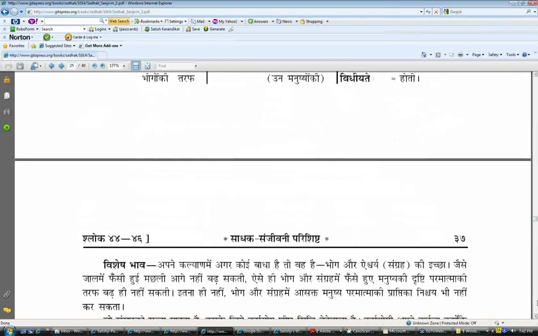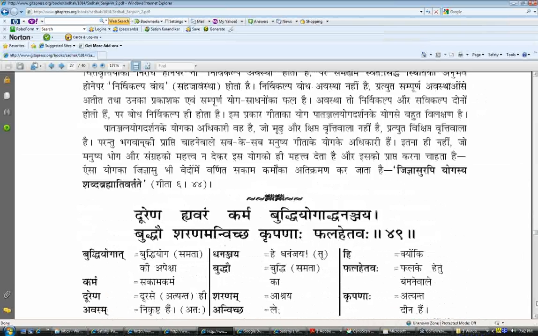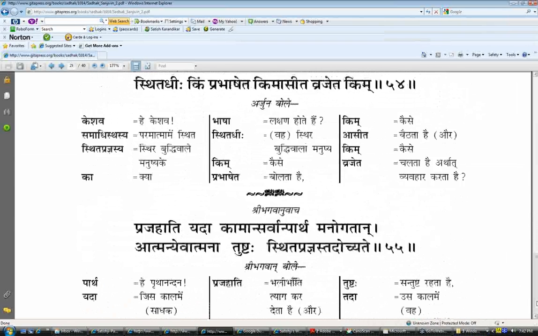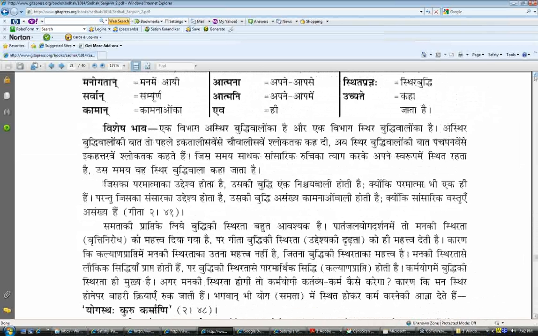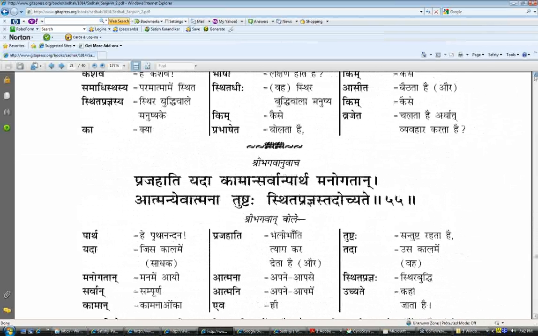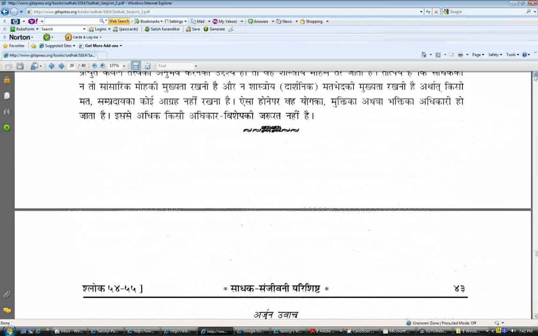I'm around 50-ish because it's right before the Sthitaprajñasya bhasha. It's two sutras before that. Okay, here comes the Sthitaprajñasya bhasha. It will be two shlokas before that. So it's going to be 52.